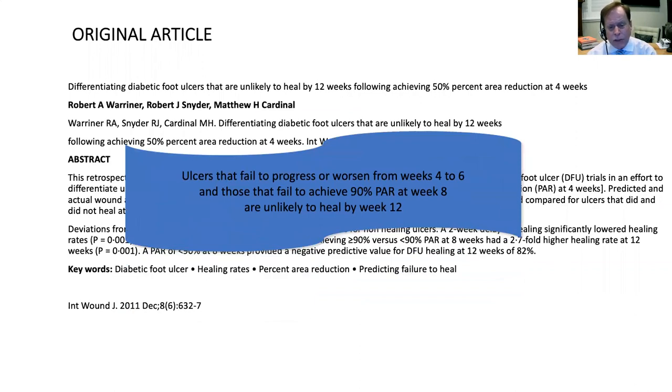So now we have 3 surrogate endpoints. We have 50% in 4 weeks, we have failure to progress by weeks 4 to 6, and we have failure to achieve 90% area reduction by week 8. So there's no reason to practice what I like to call dartboard medicine. We now have validated endpoints that you can use to help make decisions about when to use an advanced therapy.